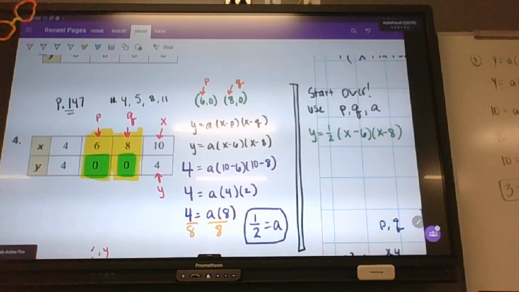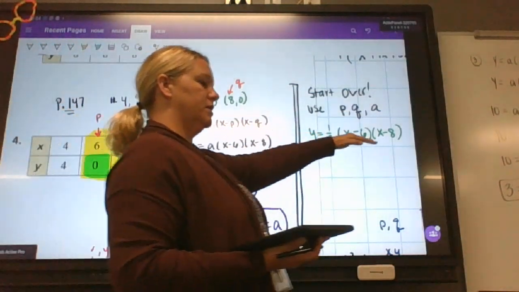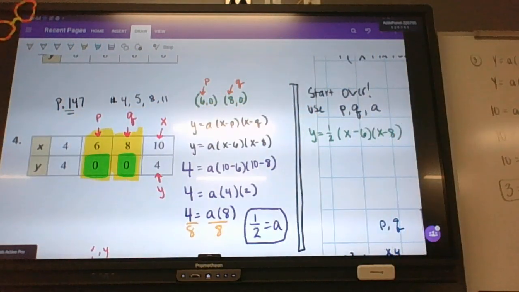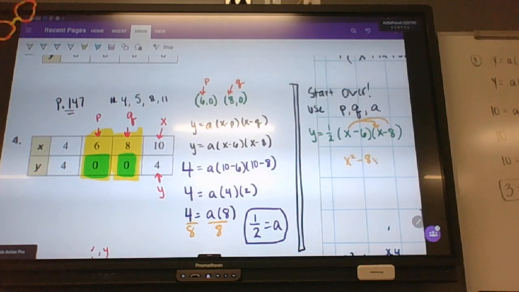75% for getting this far. 75. 3 out of 4 points. Good job. This is very good. But we want you to end in standard form. So go ahead and do all the distribution and simplify this. I'm going to do x. Yeah, both methods you have to do that.